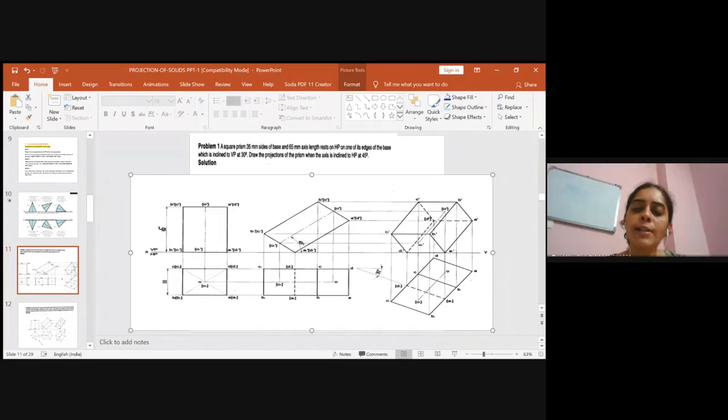So remaining all the points you can blindly join using dark thick line. So this part you will make it dark, and this part also you will make it dark, and the vertical height which is slanting here also you will join it carefully. So then you can see the inclined position of the square prism in our final front view.